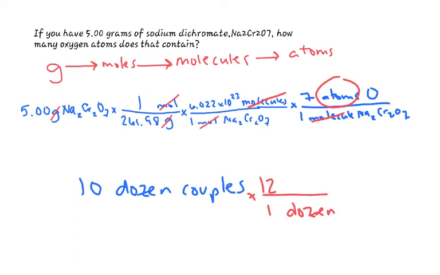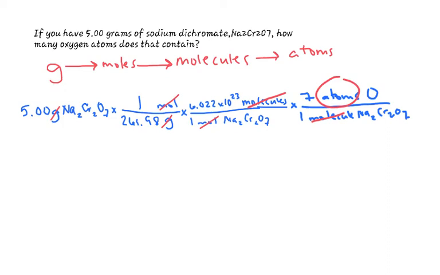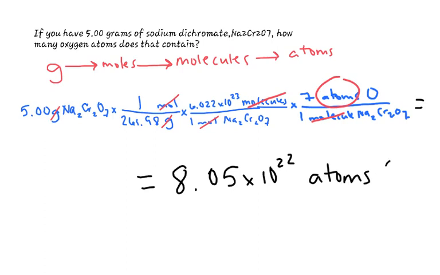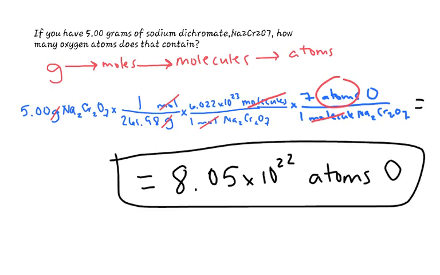Let me get rid of some of this writing here. There we go. All right, so looking up at the top, I'm going to go ahead and calculate through and get my answer. My correct answer in 3 significant figures would be 8.05 times 10 to the 22nd atoms of oxygen. And just once again to show, I'm getting my 3 significant figures from the 5.00. Molar mass, Avogadro's number, and 7 are all exact numbers or have been rounded for ease.